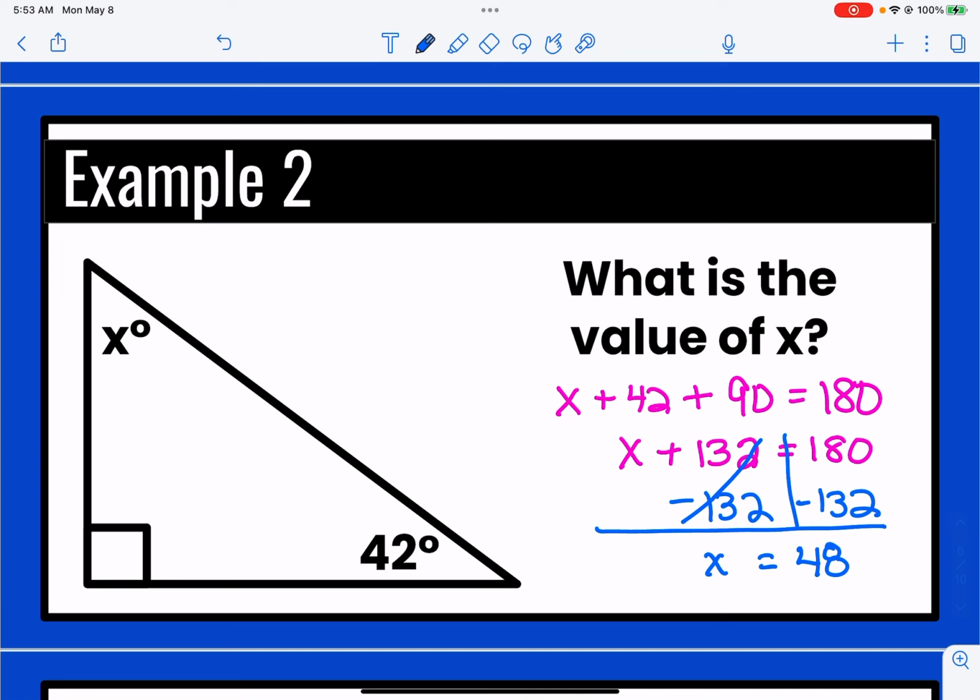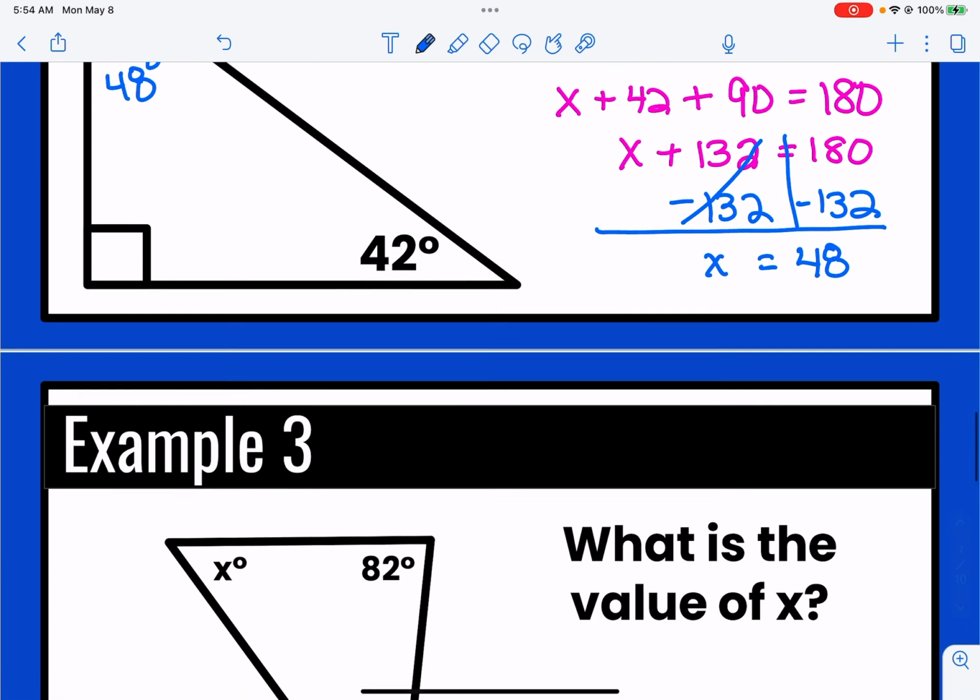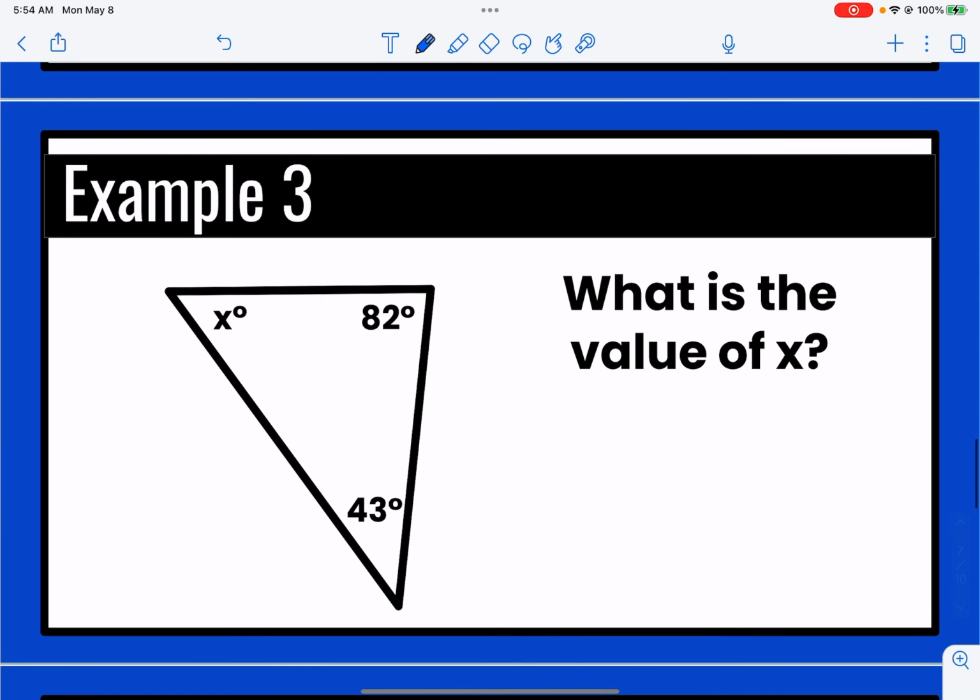And again, this angle is just x degrees, so I know it's 48 degrees. As always, you can check your answer by adding up the three angles and making sure that you get 180. Example 3.